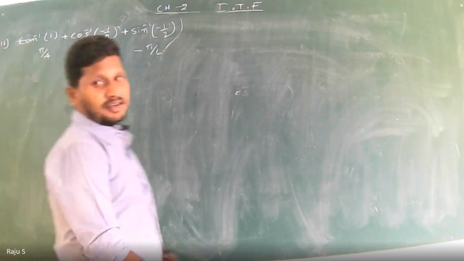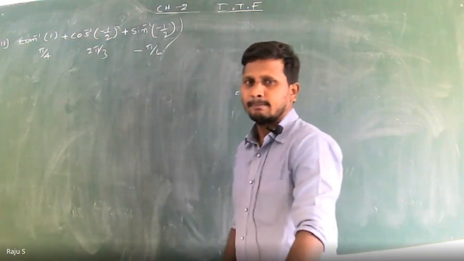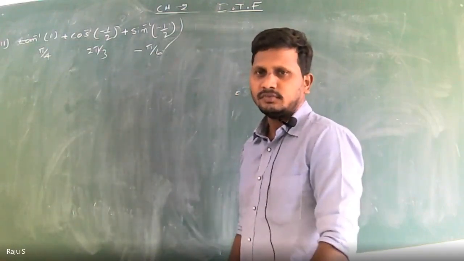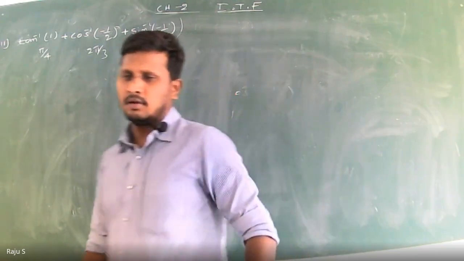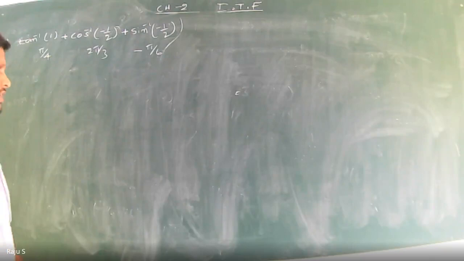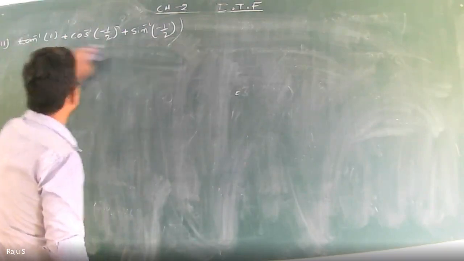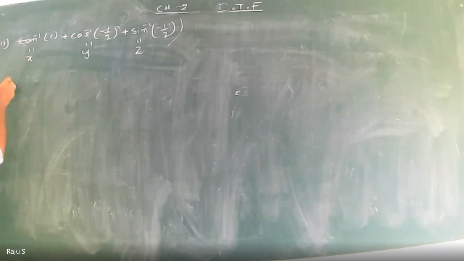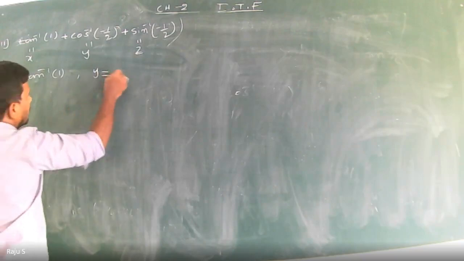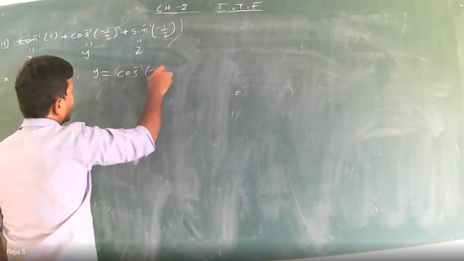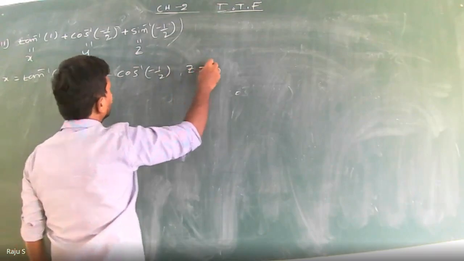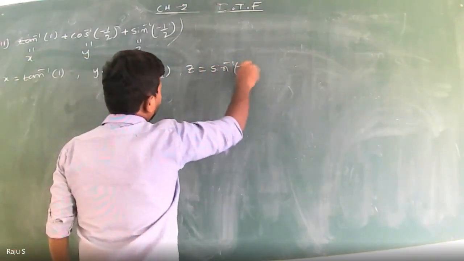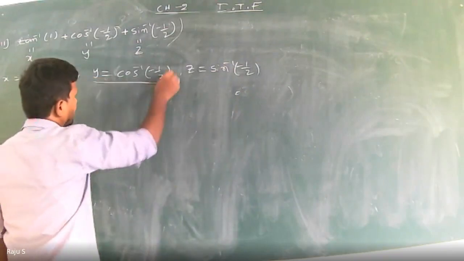But here we should not write the answer directly like this. Then what to do? Simple. Here we have three different functions. So first let us consider the first one as x, the second one as y, the third one as z. Now x is equal to tan inverse 1, y is equal to cos inverse of minus 1 by 2, z is equal to sin inverse of minus 1 by 2. We already did this question just now.